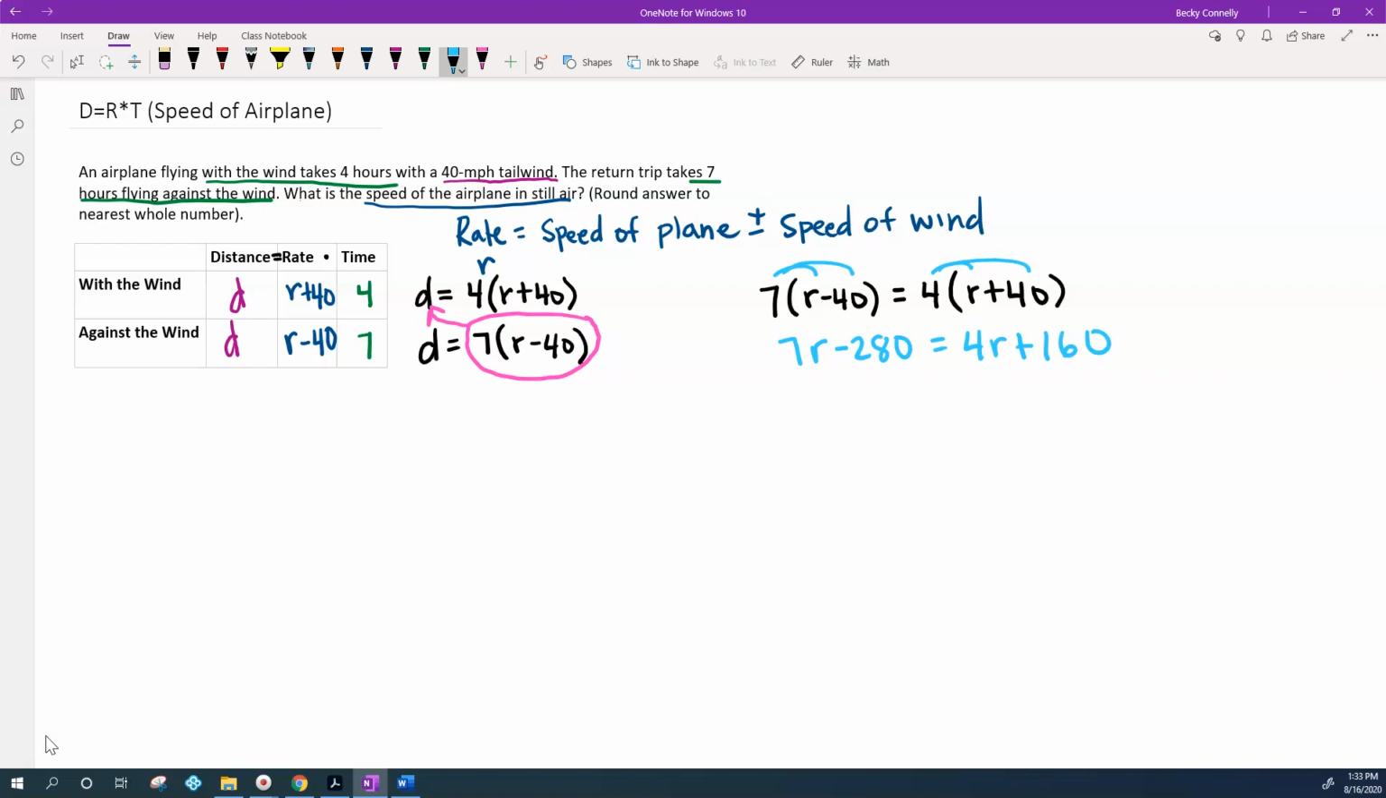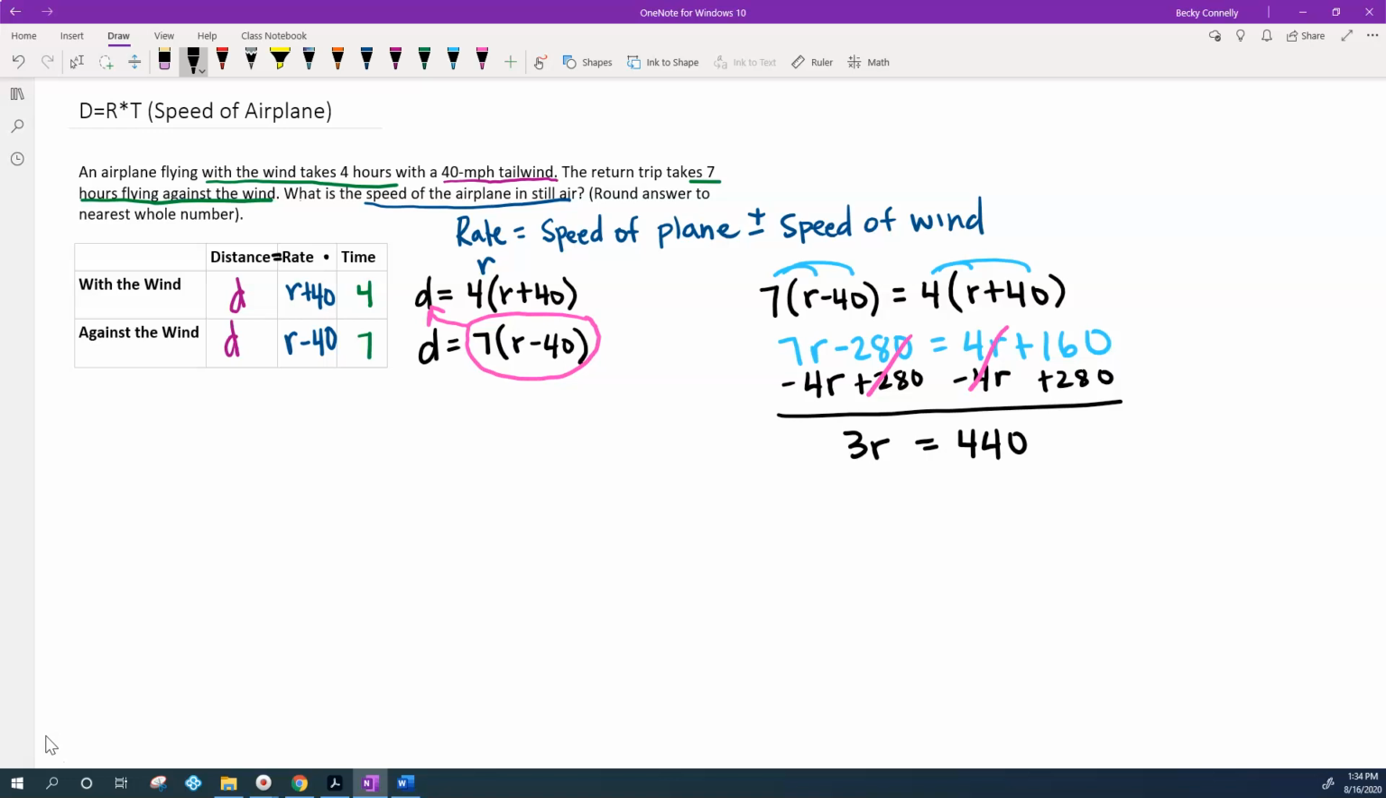All right, and now I want to get the R's on one side and the numbers on the other. So I'm going to subtract my 4R over to the left, and then I'm going to add my 280. So when I do that, I can see I got rid of those, leaving me with 7R minus 4R is 3R, equals 160 plus 280, which is going to give us 440.